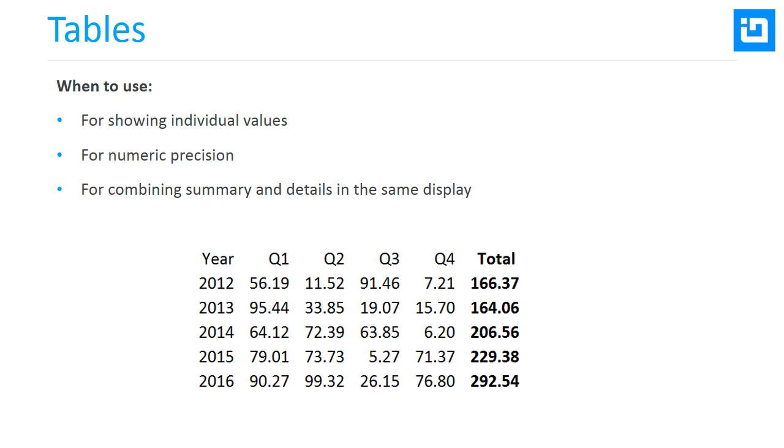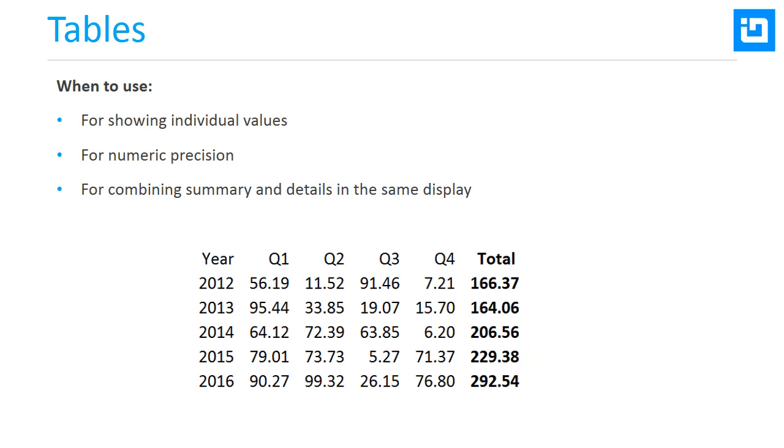We can use tables for also combining summary and details in the same display. So here, these are all details. These are just numbers for quarters, but I also have a concept of a summary, because here I have the total over all the quarters for a particular year.